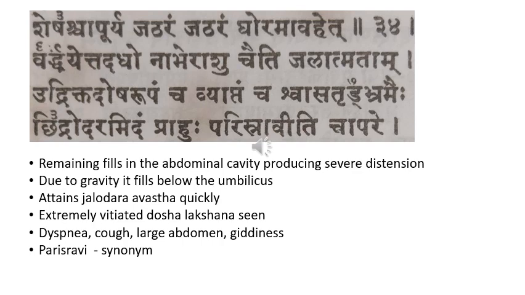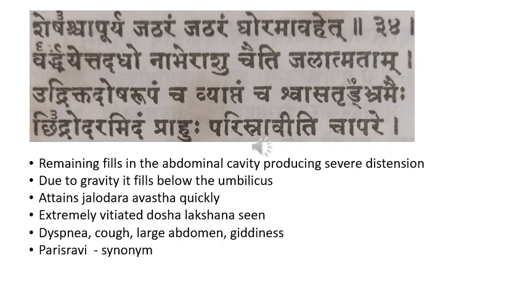Jatodaka, Ajatodaka, Pichodaka, and Jalodaka. All these stages happen quickly in this type of udara. Udrikta dosha rupam means that the doshas are extremely vitiated here. So all these vitiated dosha lakshanas are seen. Vyaptam cha, and there is a large abdomen. And Shwasa, Trishna, and giddiness, all these lakshanas are seen. Then chidrodara midam prahu, this condition is called chidrodara. It's also called parisravi by other acharyas.